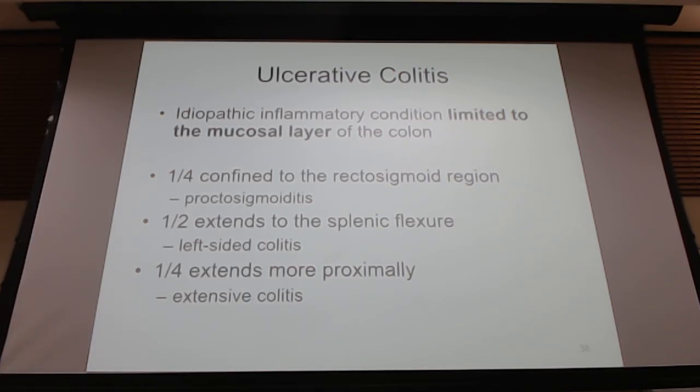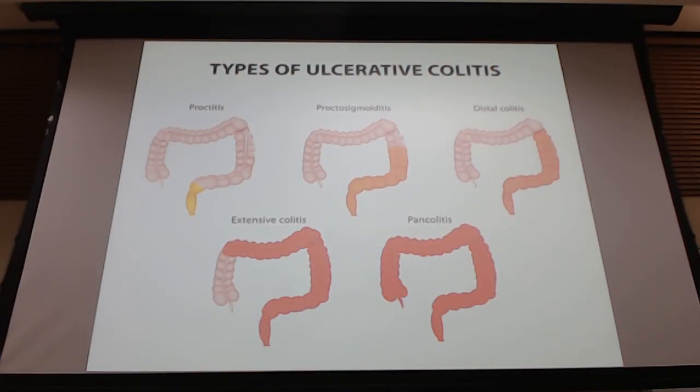About 25% is in the rectosigmoid colon, so that's going to be down near the rectum, descending colon. Half extends to the splenic flexure. So where's that up at? Left upper quadrant. And then another quarter extends more proximally than that. How does that look for you guys? Pretty bad if they're having pancolitis. Pan meaning everywhere in the colon. So again, ulcerative colitis is limited to the colon.